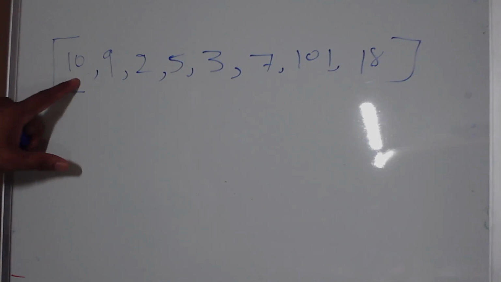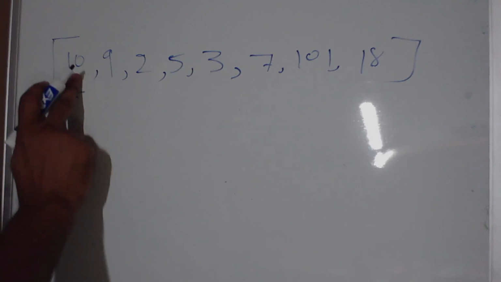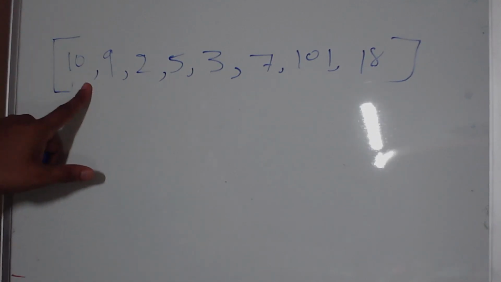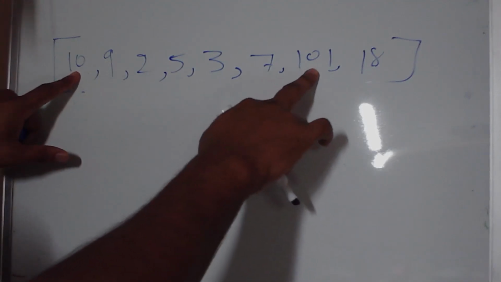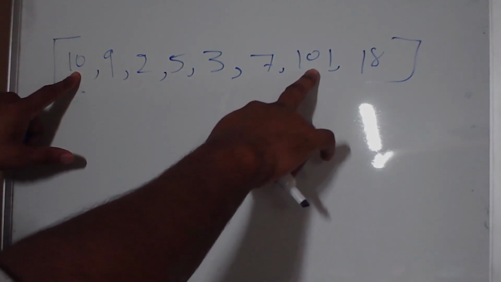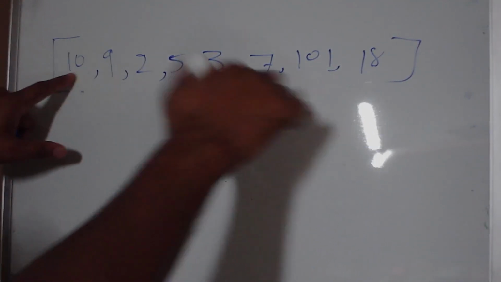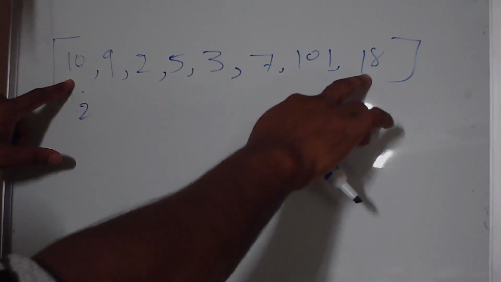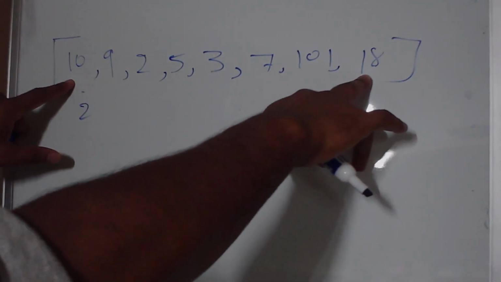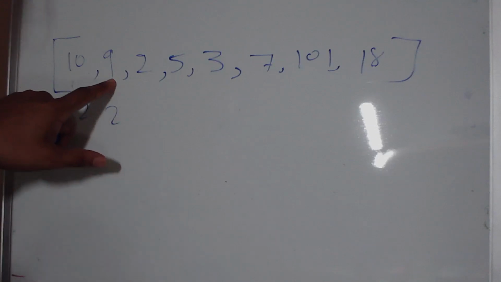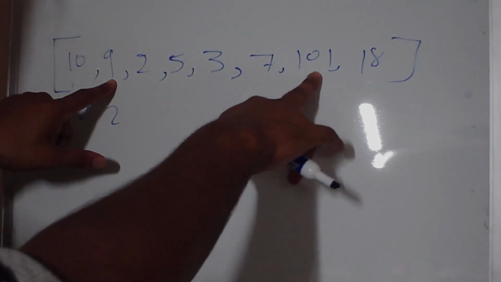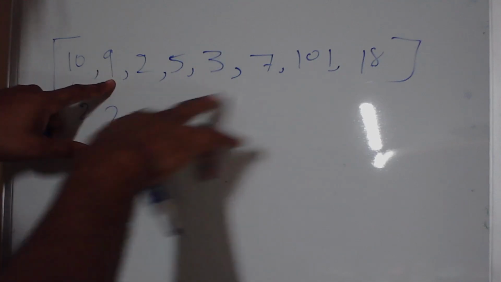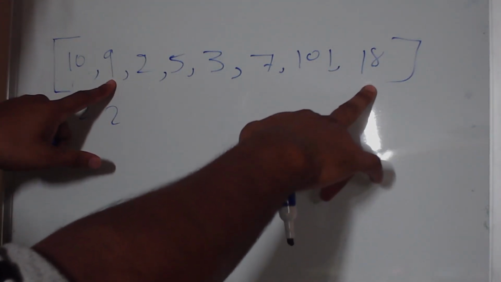For example, every number itself is a subsequence of length one, right? But if we pick 10, what is the next value that is greater than 10? That is 101. So the subsequence length will be 2. If we consider 18, the max length will be 2. Same way, if you consider 9, it becomes the same because 101 is greater than 9, so length will become 2.